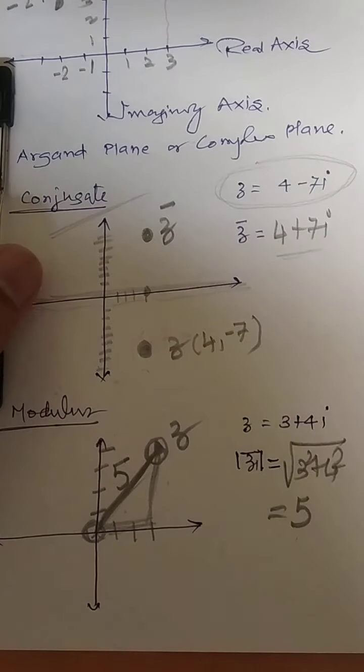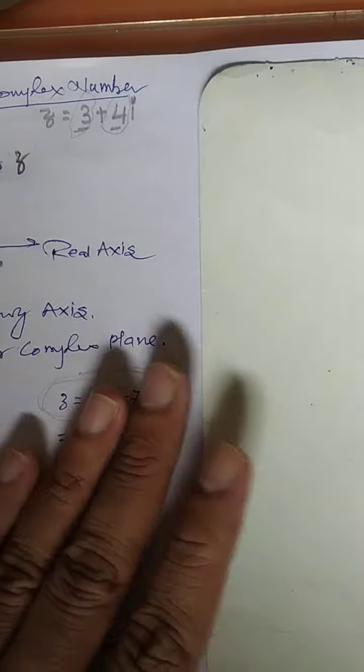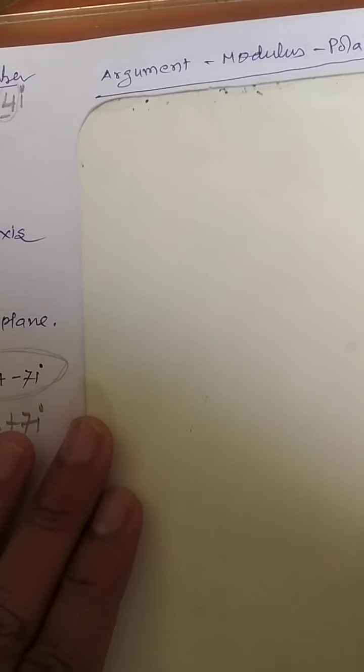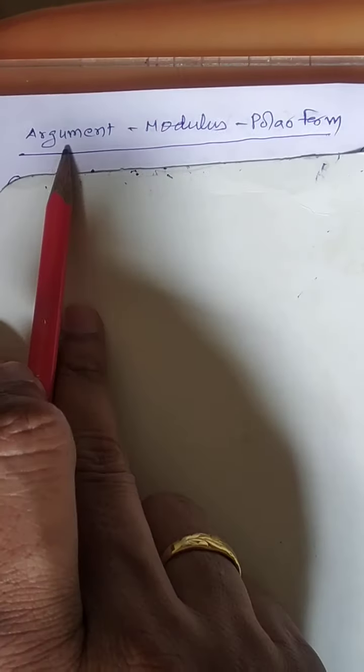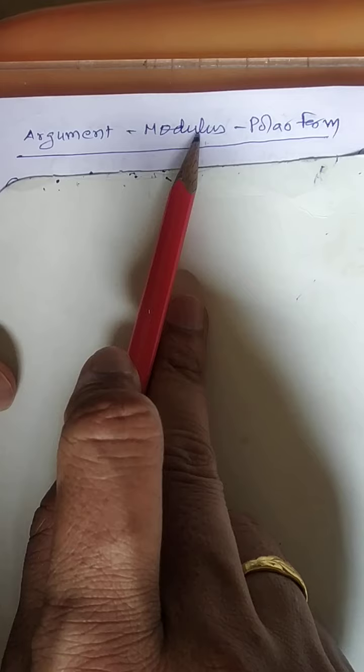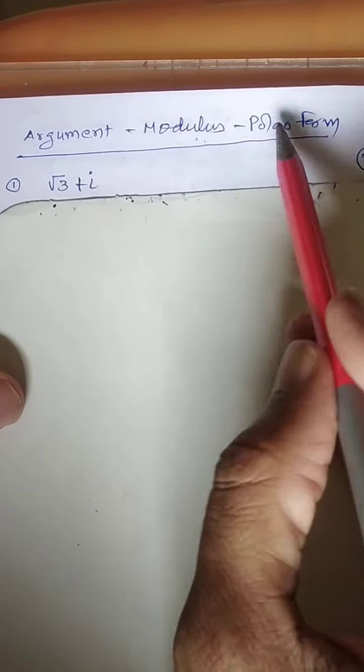After learning and understanding what a complex number is, what the conjugate is and what the modulus is, I want to explain one more point in this regard, that is nothing but the argument. Once you know the argument, and the modulus is already known to you, then it is possible for you to convert any complex number into polar form.